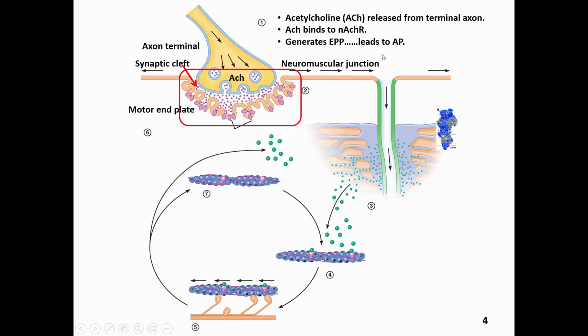So the end plate potential is generated by neurotransmitter. The action potential is generated by a change in the voltage across the membrane. So the EPP comes first. And we see here that embedded not just within the junctional folds, but also within the primary synaptic clefts, which are the closest regions across the terminal axon, are the ligand-gated sodium channels, also referred to as the nicotinic acetylcholine receptor.